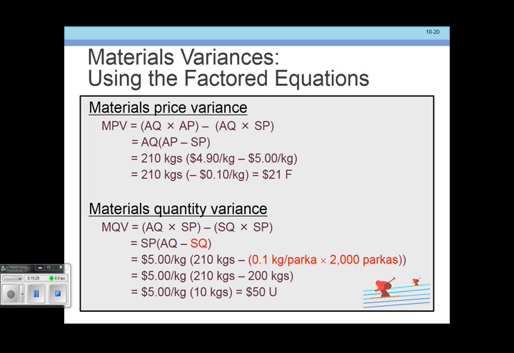Notice $5 per kilogram times I used an extra 10 kilograms is $50. Well, a $50 positive is a positive number. To me, that's a good thing. It should be favorable, but notice it's unfavorable. So the problem I have with using these formulas is the sign. I don't like the sign. I think the sign misguides me.